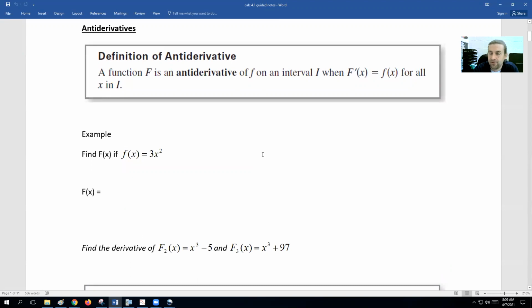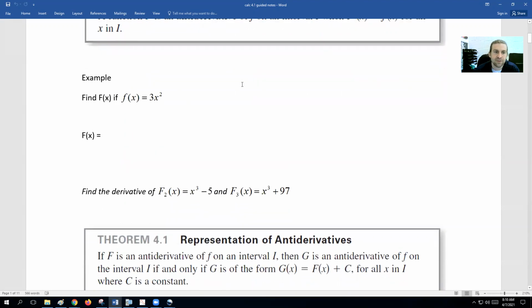A function capital F is an antiderivative of f on the interval I such that capital F prime of x is equal to f of x for all x in I. Let's go through an example and talk about what that means. If we had 3x squared, what would capital F be? If we have to go backwards and figure out what derivative equals 3x squared, well, capital F would have to be x cubed, right? Because if we take the derivative of x cubed, that's 3x squared, and that is the same thing as f of x.